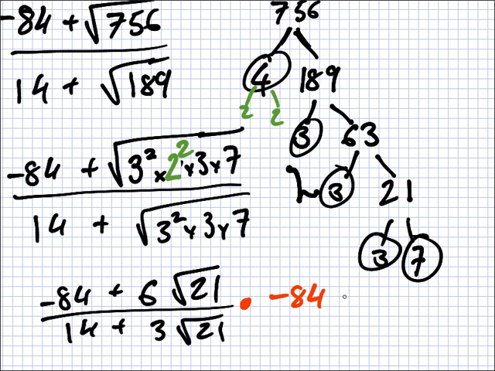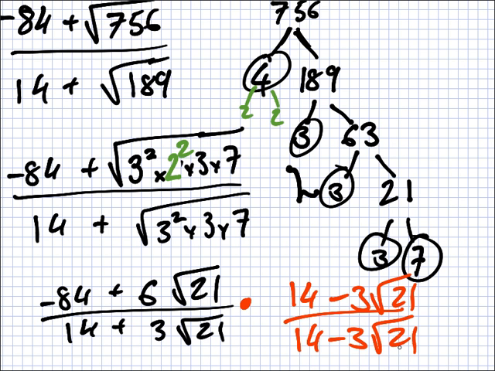Minus 84 minus 6 root 21. No, sorry, 14 minus 3 root 21, and 14 plus 3. Good grief, sorry, it's been a long week. 14 minus 3 root 21. That's called the conjugate.